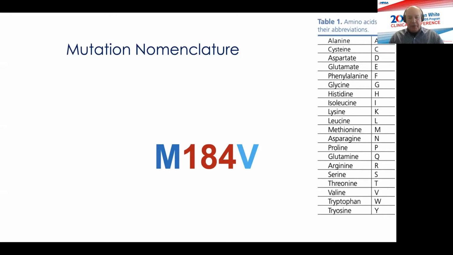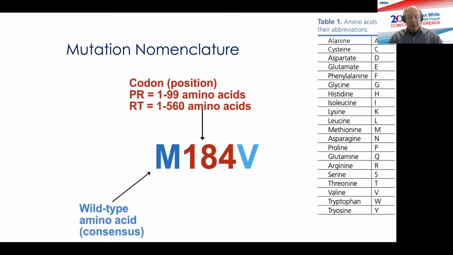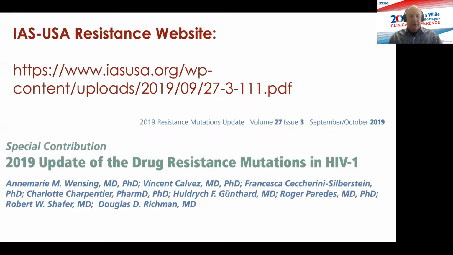It's replaced by valine. So when you have the nomenclature, the wild type is on the left, and the mutant that it changed to is on the right. So you have M184V, and that's how these go. And so you have to go back to remember what are the proteins that are coded, and they're all listed for you here. And you can get all this information on the IAS-USA website. And there's a link. We're going to get these slides to you so you can look through them.